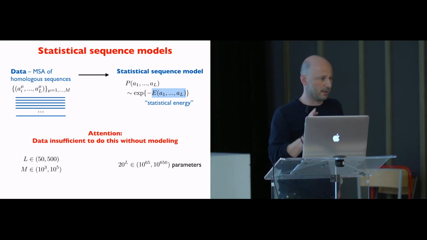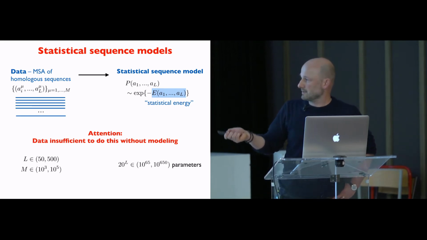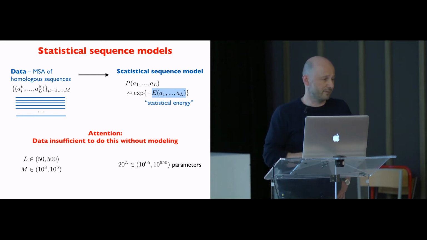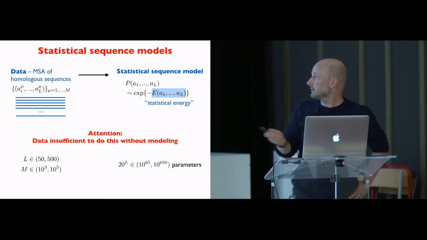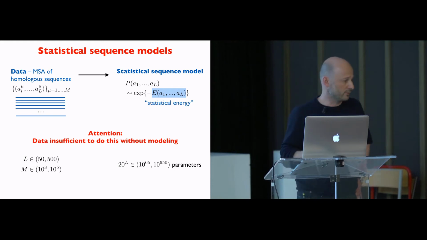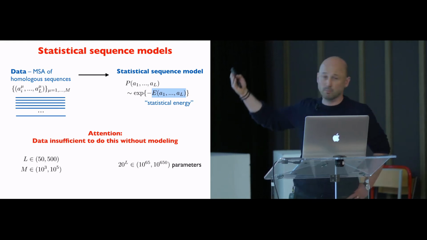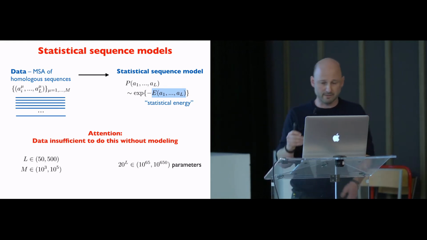Obviously, one has to be careful about this, because my data, as I told you, are something like a few thousand sequences of length 50 to 500. And this model has, in principle, 20 to the length of the protein, so something like 10 to the 650 parameters. So I have to do some assumptions, some modeling assumptions about this model to do something reasonable.